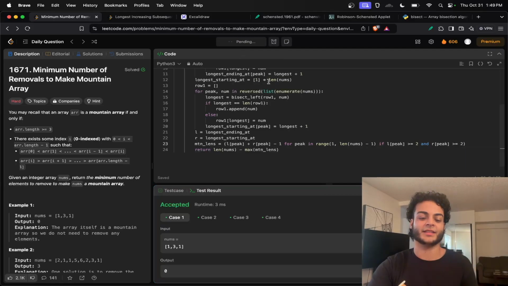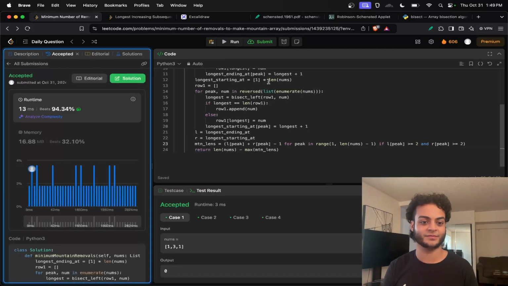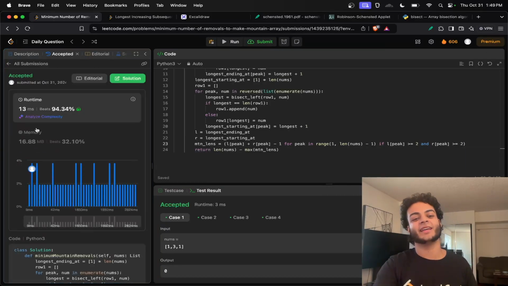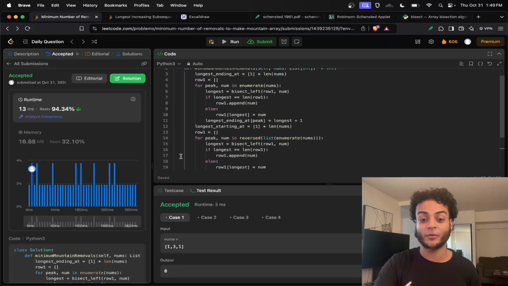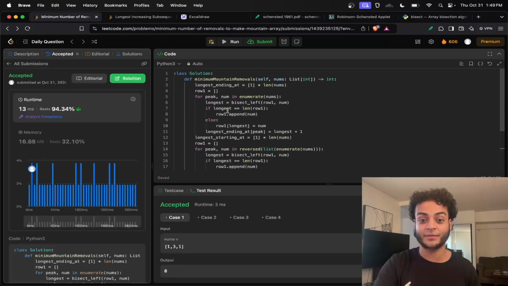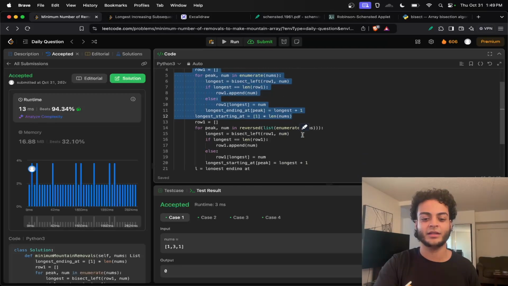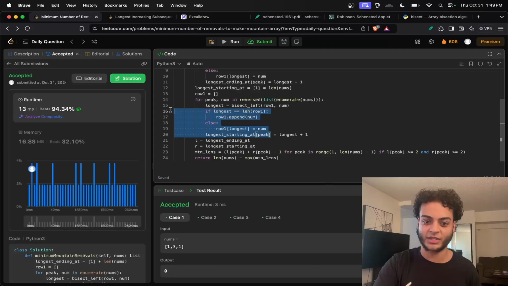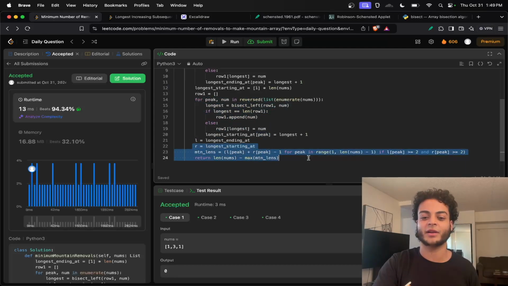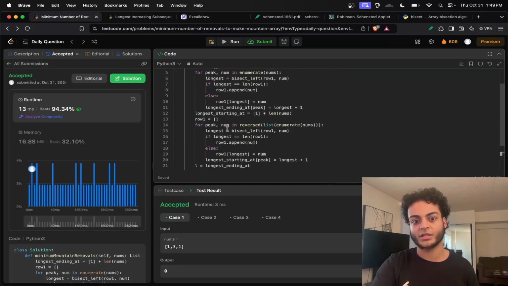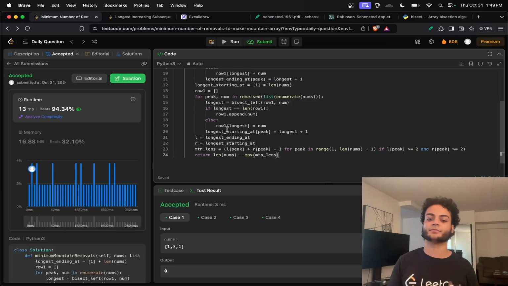Nice. And let's submit. Accepted, and we're pretty high up there in terms of performance. If you think about what our time complexity is, if we remember from longest increasing subsequence, each of these was n log n. Doing n log n twice is still just n log n. And then all of this, we only iterated through n items and did constant time operations. So we're adding linear time. So overall, this is still just an n log n algorithm.